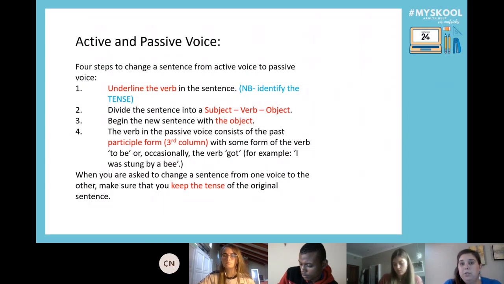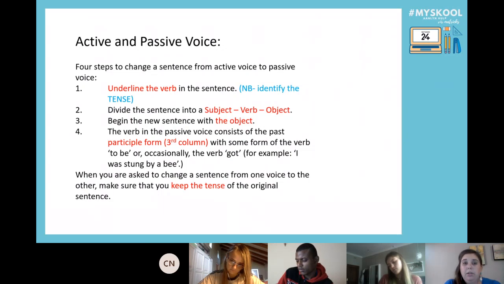This is very important because you need to know which tense the verb is in order to know what the passive will look like. Then you divide your sentence into a subject, a verb, and an object. Everything else in the sentence is just white noise. You underline the subject, the verb, and the object. All the other adjectives and stuff, you leave out. You just underline those three things because that's the most important parts.